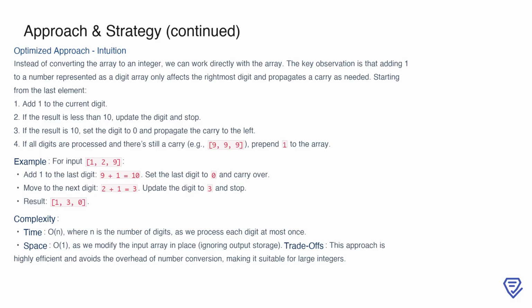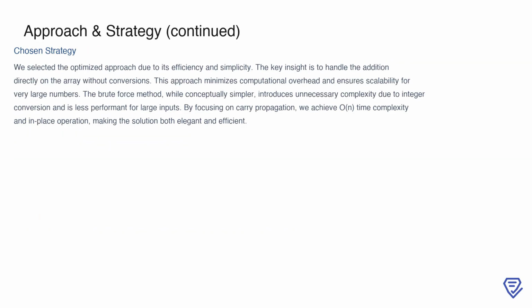This method is both time and space efficient, with a time complexity of O(n), since we process each digit once, and a space complexity of O(1), as the array is modified in place. The optimized approach was chosen because it is both efficient and elegant.